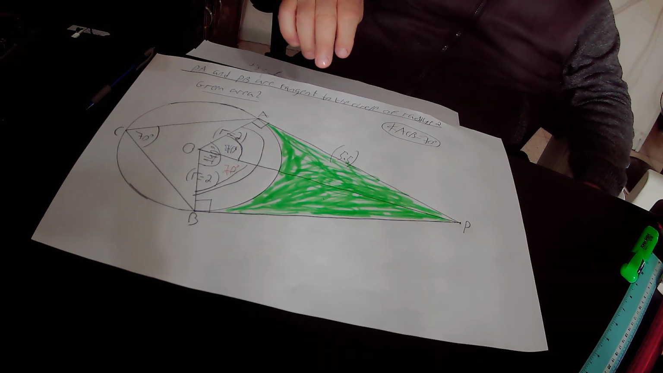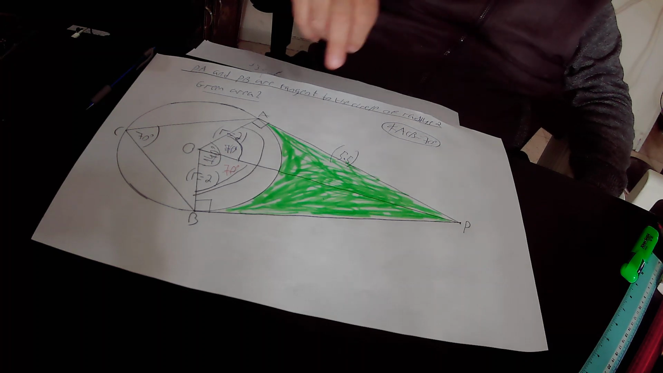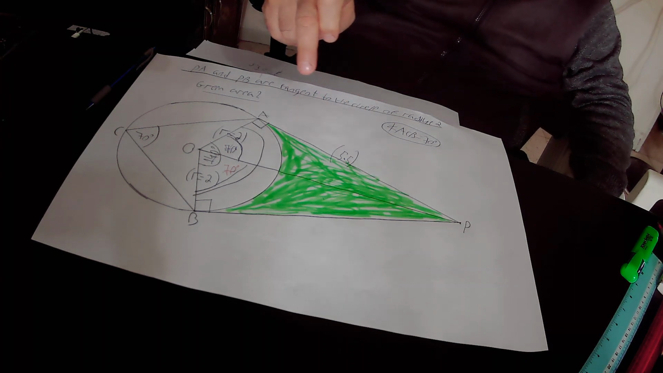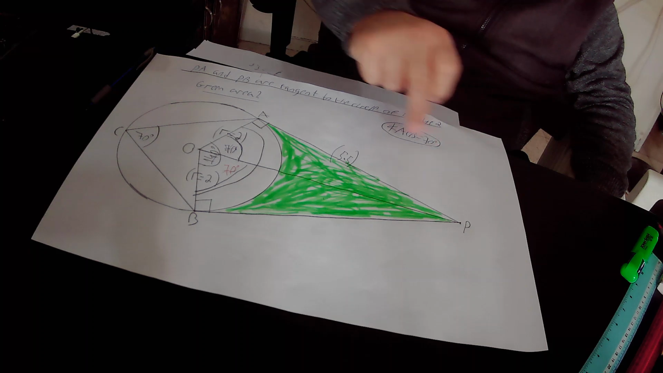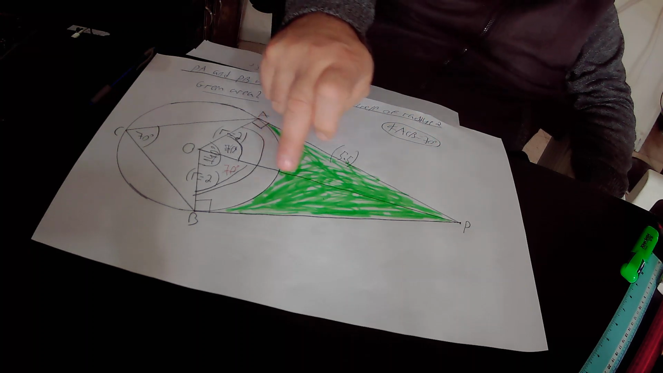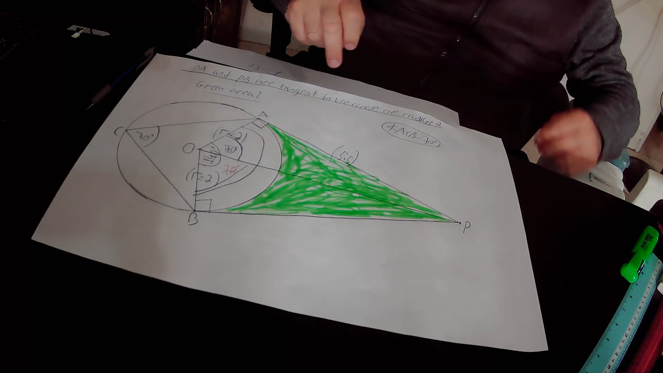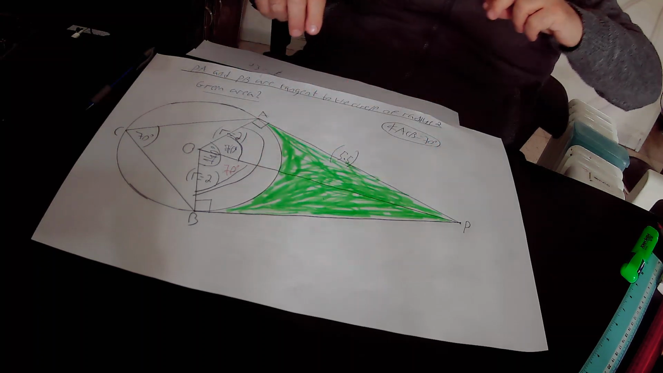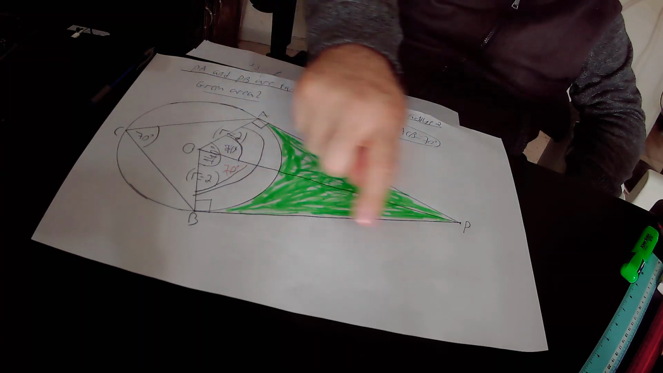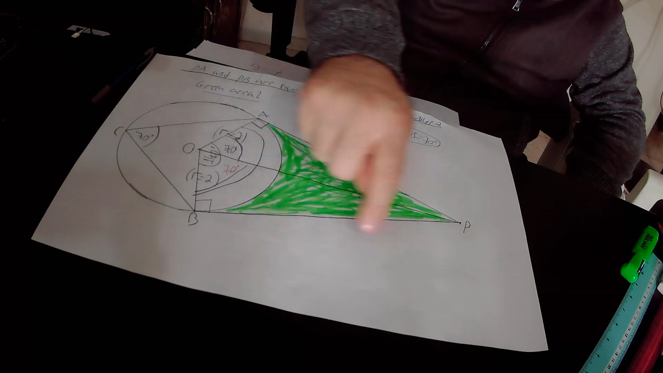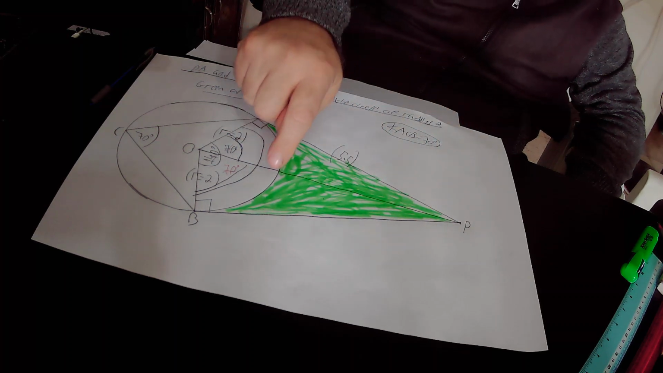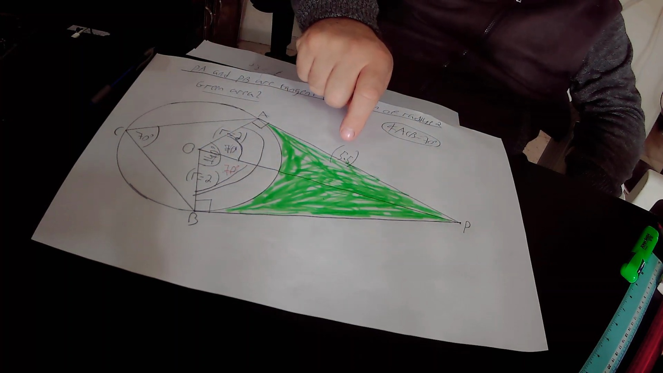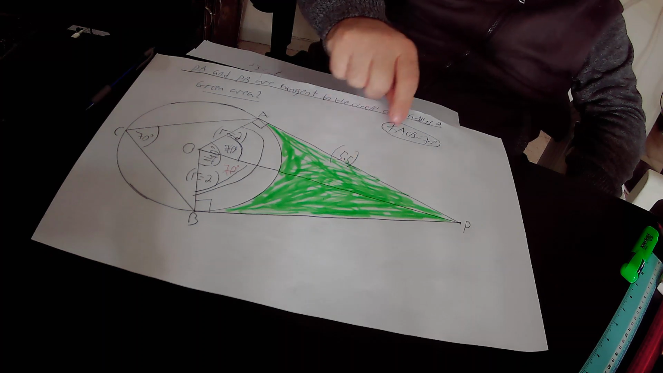Our mission is to find the area of this green shape. So what is the area of the green shape? The area of the green shape equals the area of the right upper triangle AOP plus the area of the right lower triangle BOP. The sum of the areas of those two right triangles will give us the area of quadrangle AOBP. So the area of this quadrangle AOBP minus the area of this sector AOB will be equal exactly to the area of this green shape.